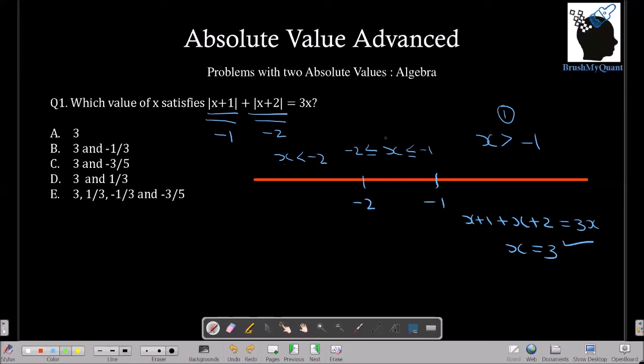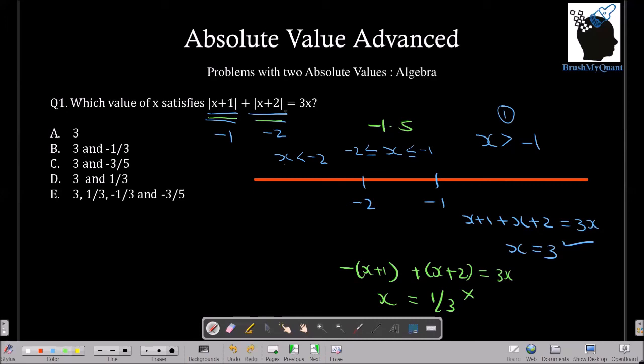So now let's take a value of x between -1 and -2. Let's say -1.5. And if we do that, the value inside the first absolute value will become negative, but the value inside the second absolute value will be non-negative. So that means we can open it as minus of x plus 1 plus x plus 2 is equal to 3x, or nothing but x is equal to 1 by 3. Definitely 1 by 3 doesn't lie between -1 and -2, so this is not a solution.